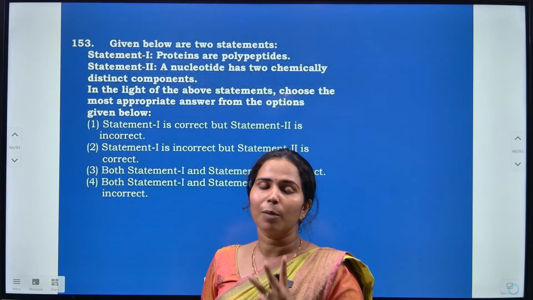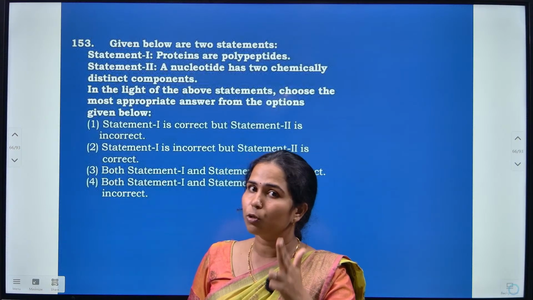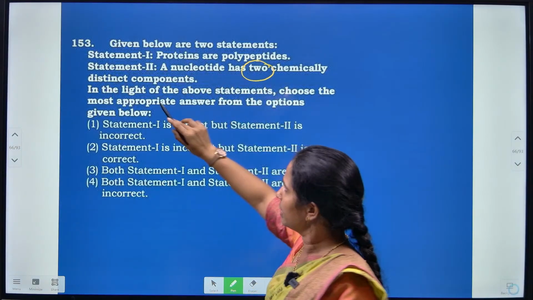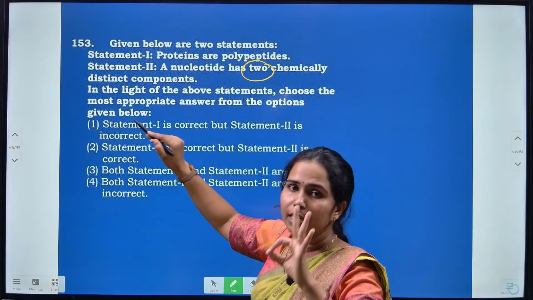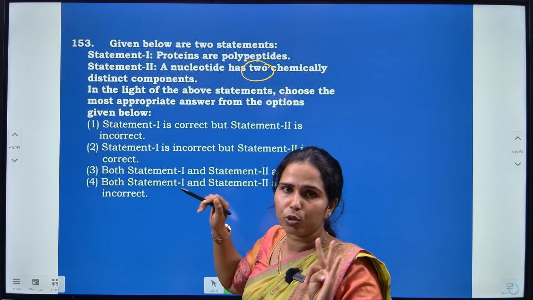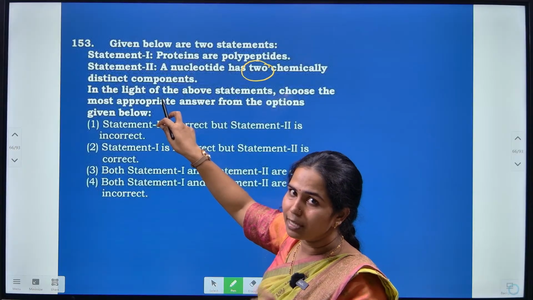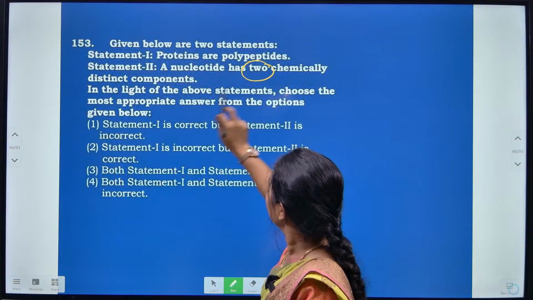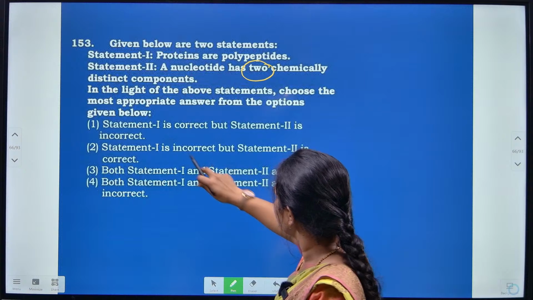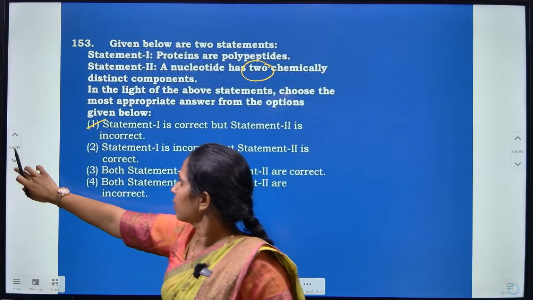Nucleotide is made up of 3 components. One is the nitrogen base, the pentose sugar, as well as the phosphate group here. So nucleotide is not going to have 2 chemically distinct components, but it is going to have 3 distinct components. I have told you which are those. If the phosphate group is not present, then it is said to be a nucleoside here, right? So statement 1 is correct and statement 2 is incorrect here. So option 1 will be the right option.